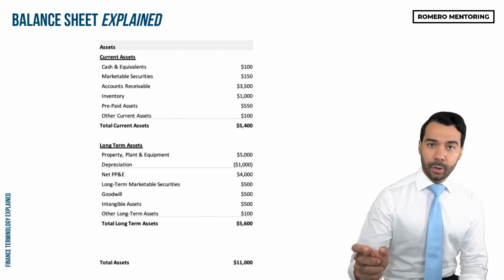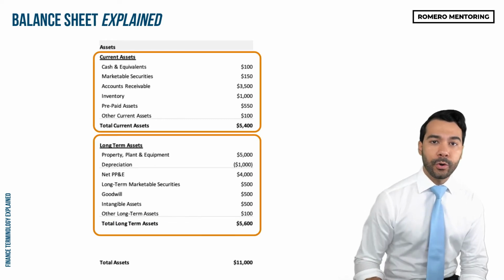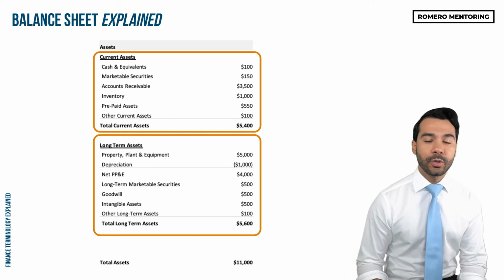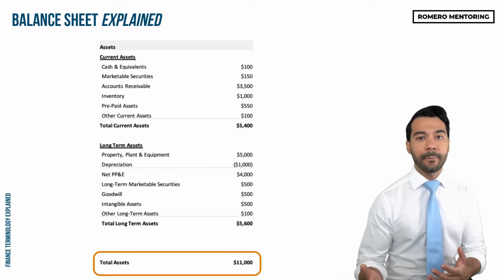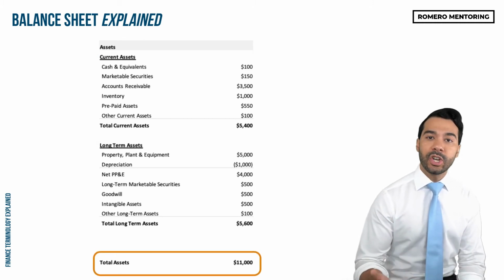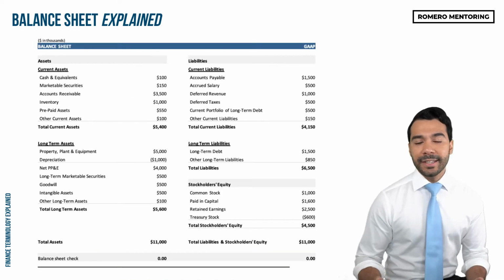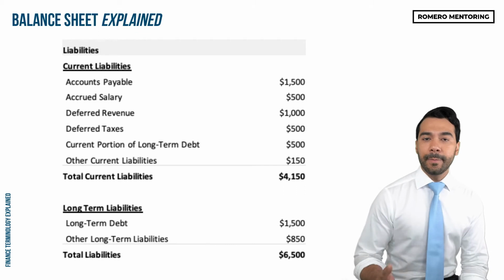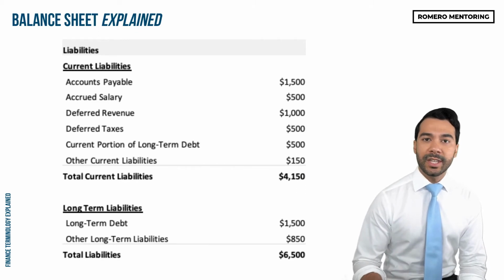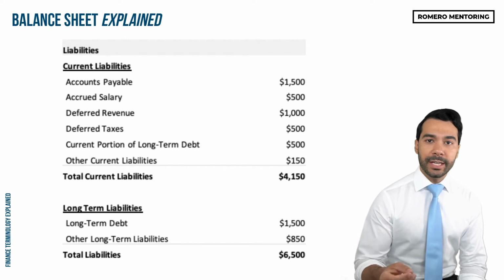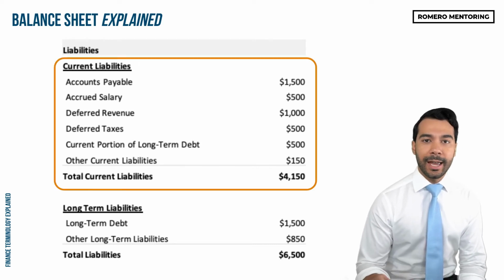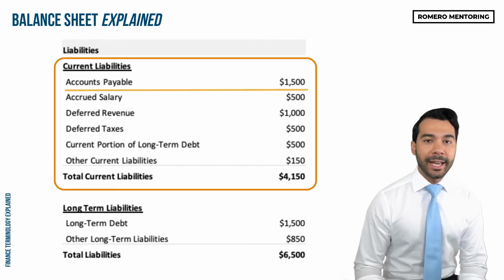You add your long-term assets with your current assets and you arrive at your total assets, which is owned by the company and from which they expect to generate a benefit, that being in the form of cash flow. Now let's examine the liability part. The liability part simply represents the obligation that the company has to its suppliers, its employees, its lenders, and tax authorities. So let's first look at your current liabilities, starting with accounts payable.